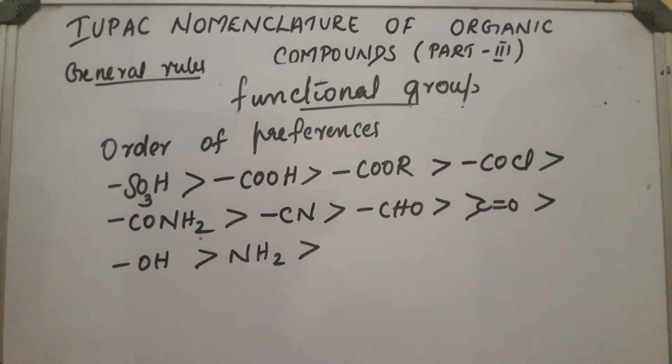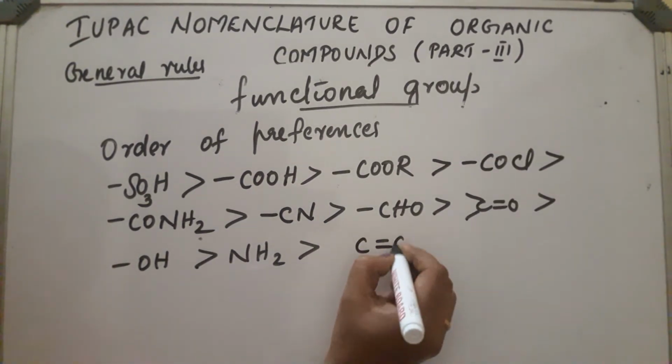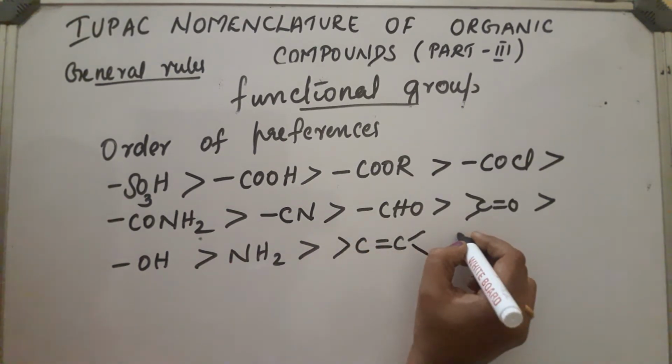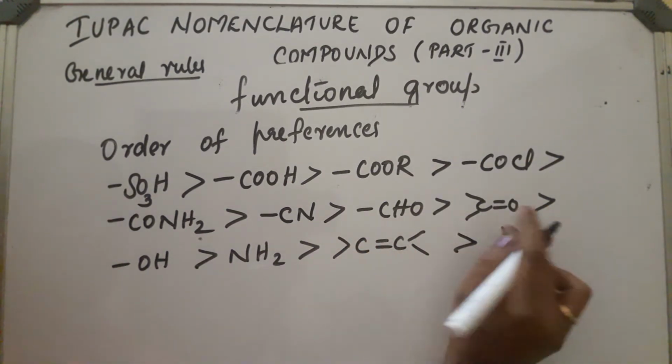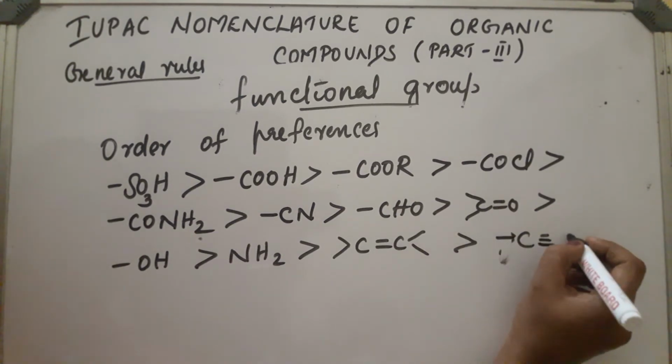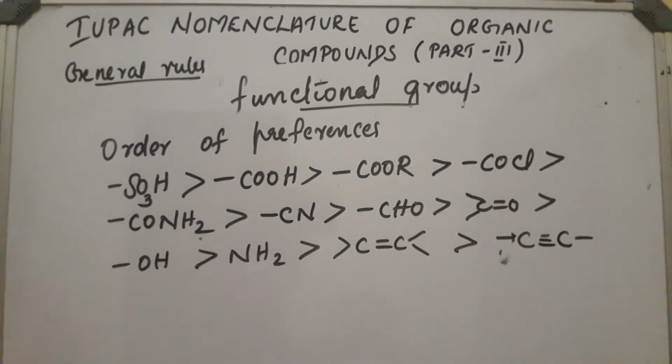Now next is the double bond and triple bond, C double bond C and C triple bond C. Okay, this will be the priority order. So we have to name in accordance with the priority order. The compound's most prior group is the principal functional group. According to that, we have to name the compound.